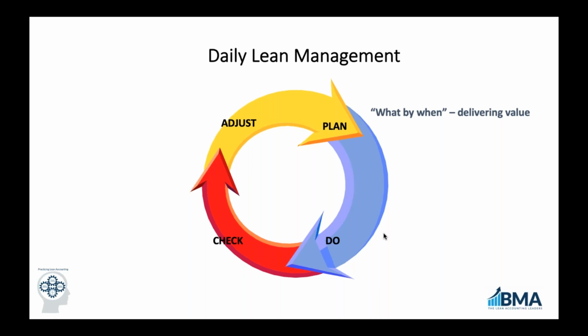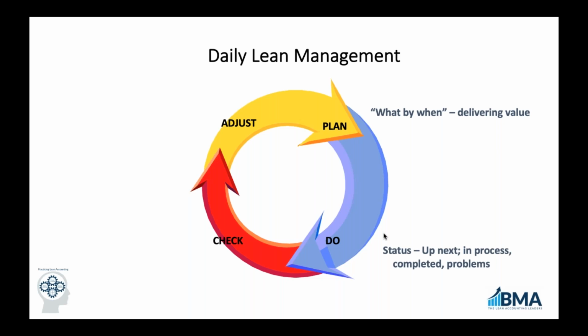This can be what output needs to be completed. For example, we have to pay the bills today. It might be progress. What progress needs to be made in terms of creating value for the customers of the process? The do step is status.